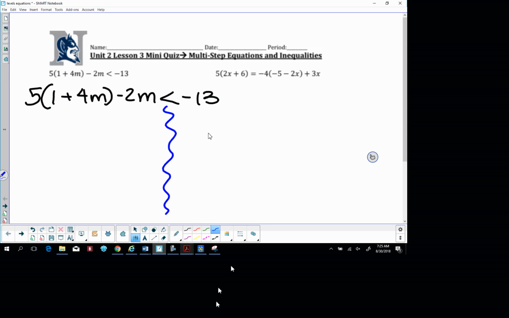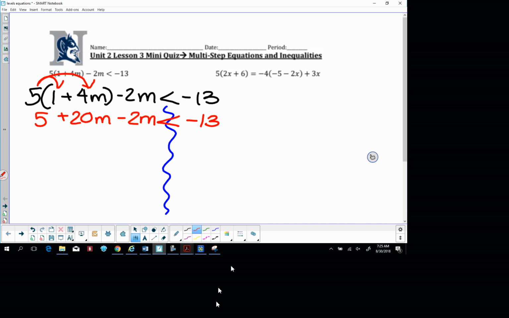Distributive property. Now, do I multiply to all of these terms or just the ones in the parentheses? Beautiful. And what does distribute mean? Add, subtract, what do I do? Multiply, right? So what's 5 times 1? 5. And 5 times 4n? 20n. And then I drop this guy down. Minus 2n is less than negative 13.